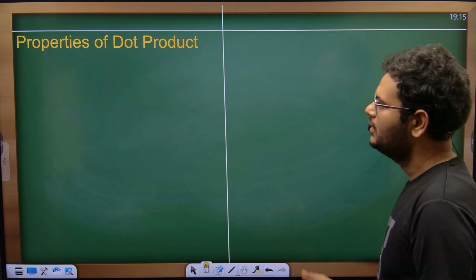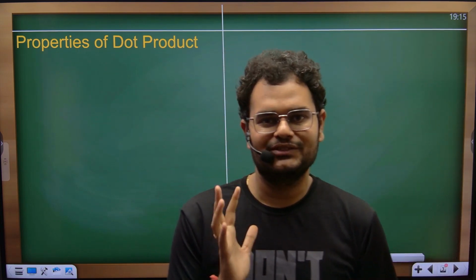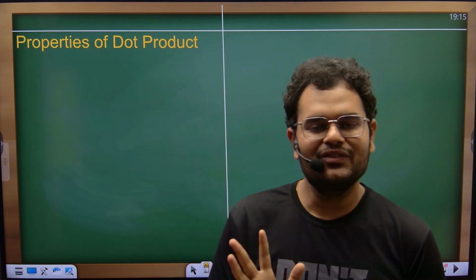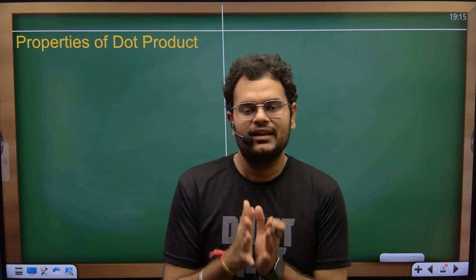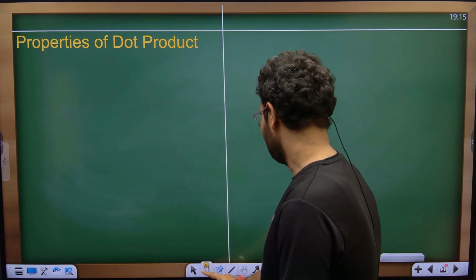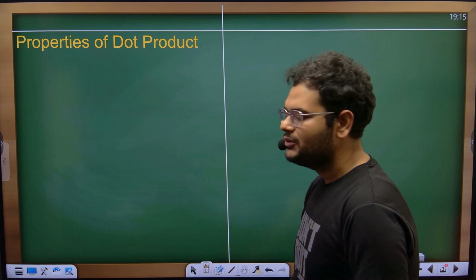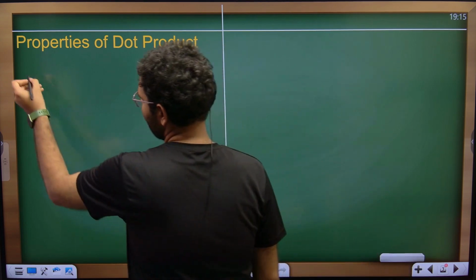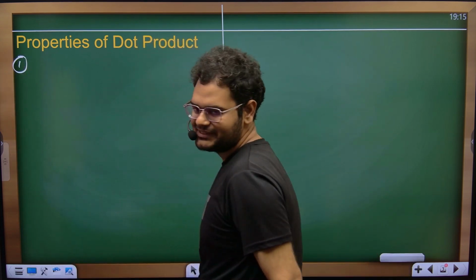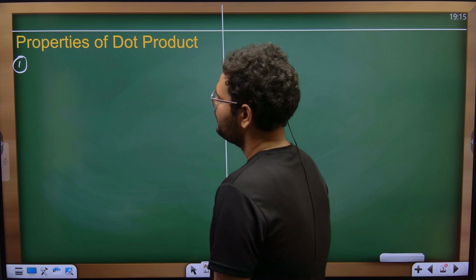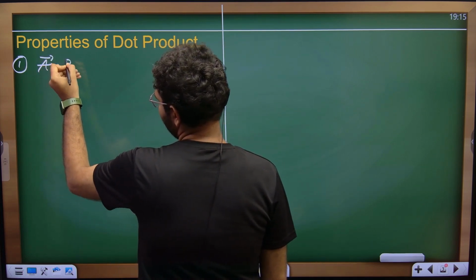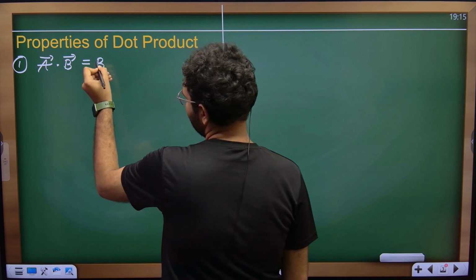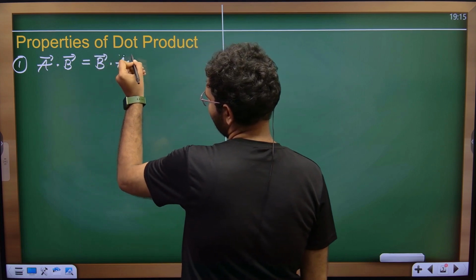What next, sir? Now we have to study properties of dot product. Earlier, we simply studied the formula of dot product. Now we will study properties, one by one. Number one. What is number one, sir? Number one is that A vector dot B vector is equal to B vector dot A vector.